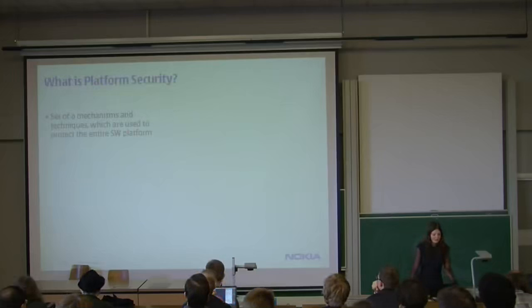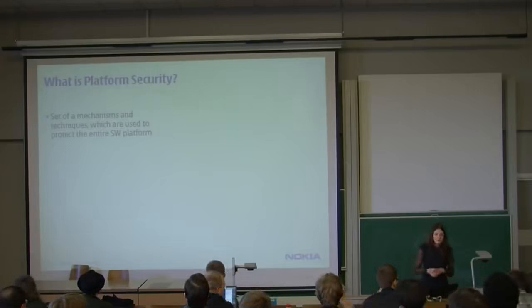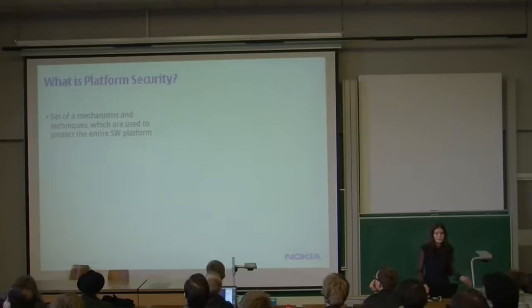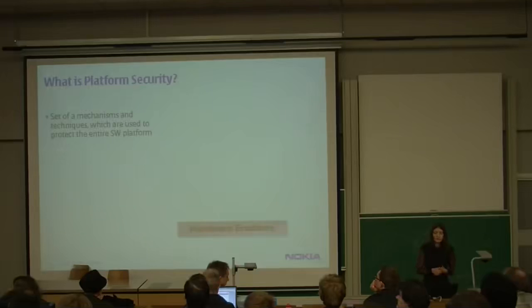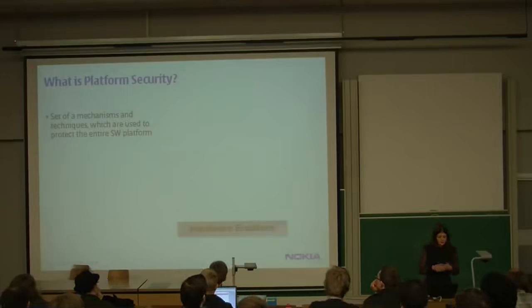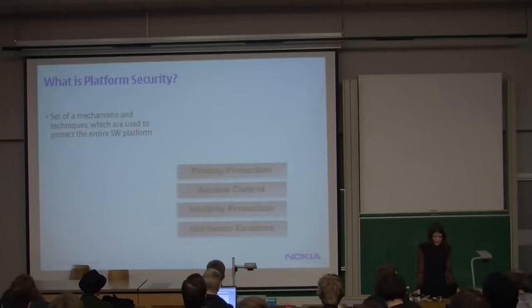So what is platform security? The slide says it's a set of mechanisms and techniques which are used to protect the entire software platform. Let's imagine we are building a house called platform security. What are the bricks here? In the bottom of our house there is a big brick called hardware enablers. This is a very important piece for the whole platform security. These hardware enablers are needed in order to guarantee that the security software which runs on top of it is really secured from software attacks, possible attacks. Then there are three middle bricks, which stand for integrity protection, access control, and privacy protection.